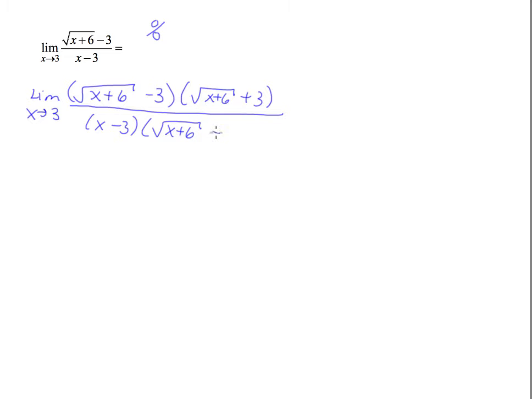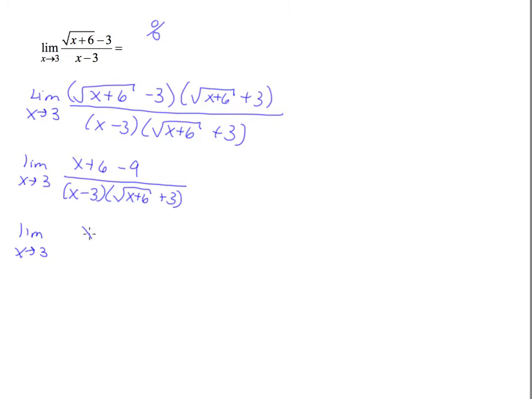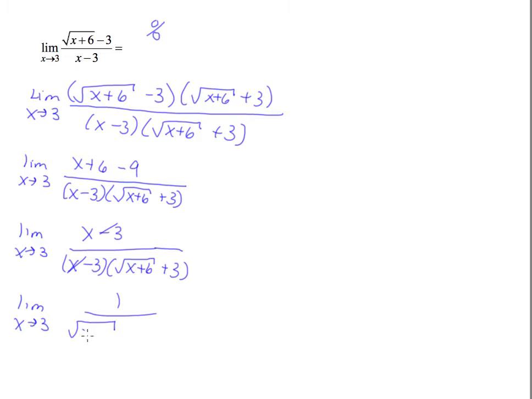Once I multiply by the conjugate, I now need to simplify the numerator, and hopefully I'll be able to cancel out that problem term of x minus 3. After simplifying, I notice I have the limit as x goes to 3 of x minus 3 over x minus 3 times my conjugate, which is the square root of x plus 6 plus 3. So I can cancel out the x minus 3's and simply have the fraction 1 over the square root of x plus 6 plus 3.